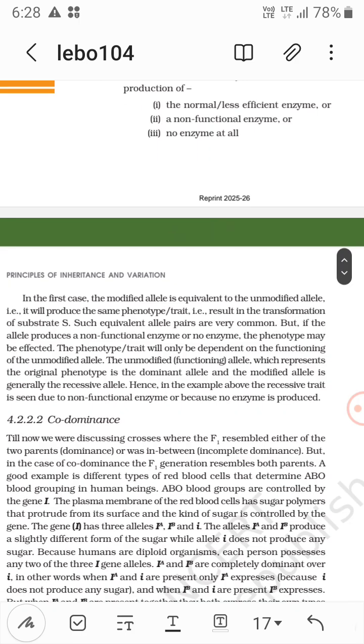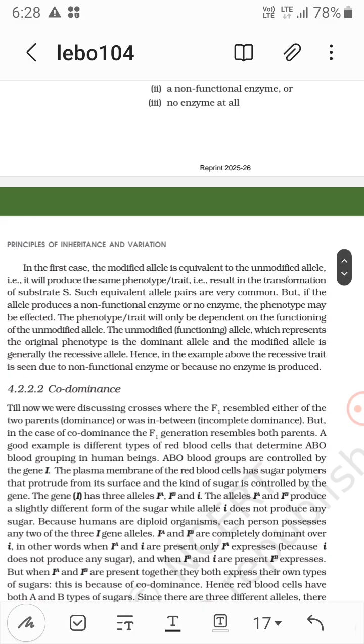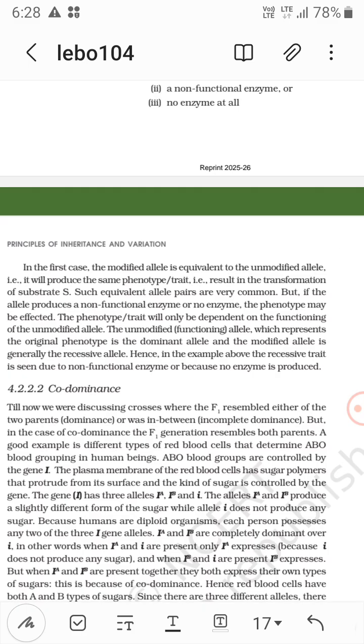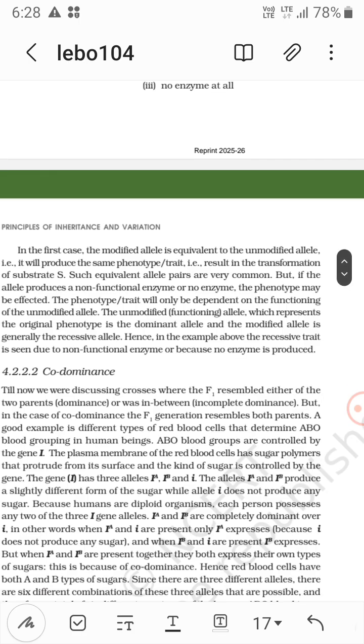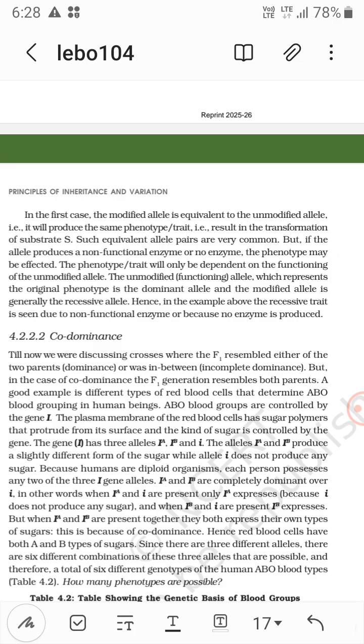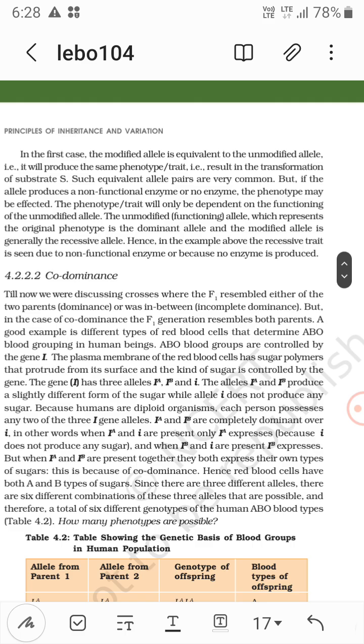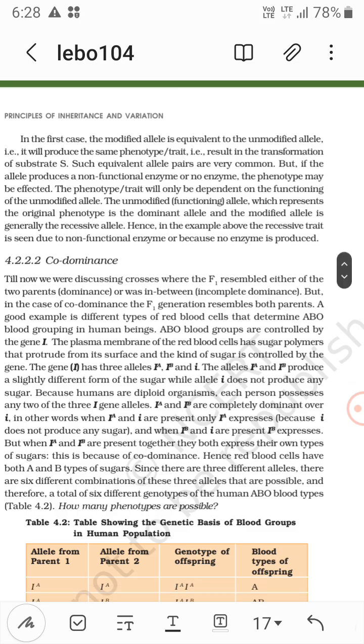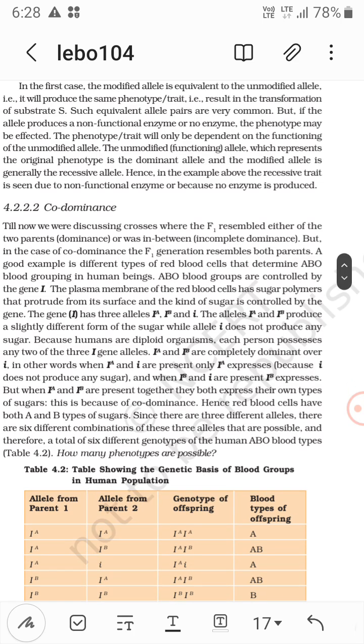The unmodified, functioning allele, which represents the original phenotype, is the dominant allele. The modified allele is generally the recessive allele. This is the weaker allele, not a strong one. Hence, in the example above, the recessive trait is seen because of a non-functional enzyme, or because no enzyme is produced.